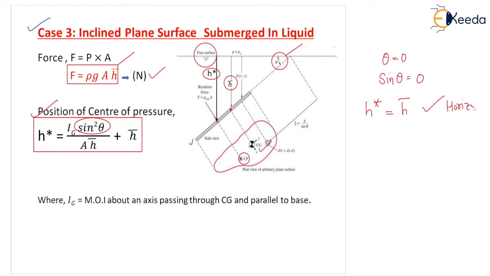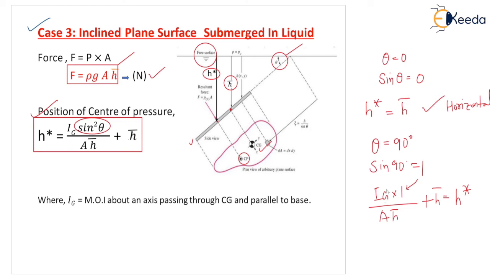Correct. Now if you talk about the vertical, theta is how much? Vertical plane surface, how much will be the value of theta? Theta equal to 90 degree. So what is the value of sine theta? Sine 90 is 1, right? So we are getting Ig sine square theta value as 1, divided by A h bar, plus h bar, and this is nothing but h star. Correct or no? So this one we are getting from the sine 90 value.